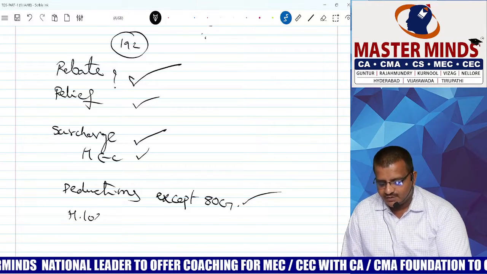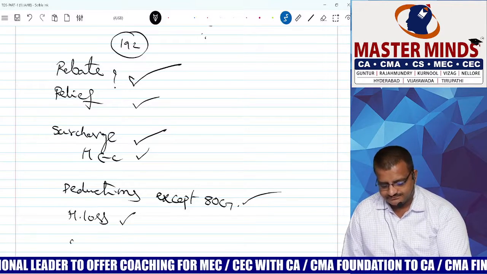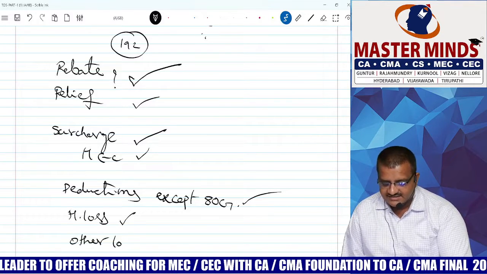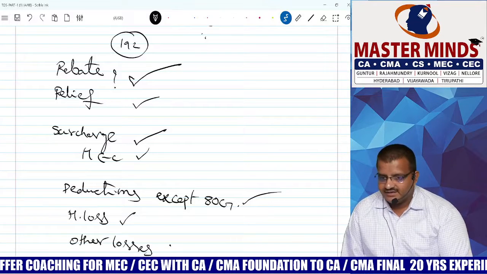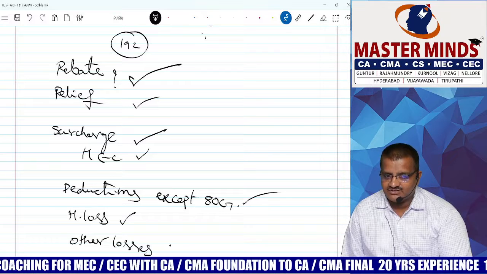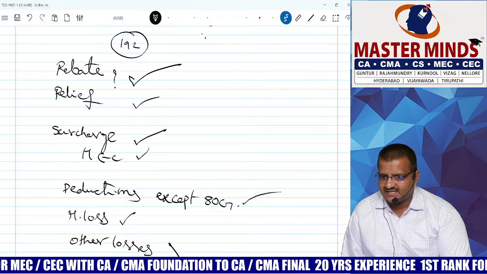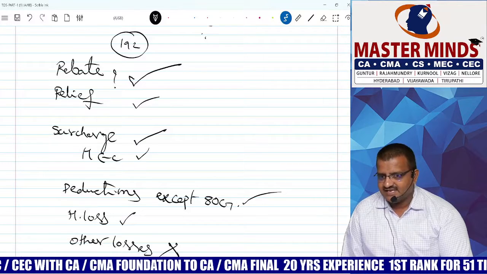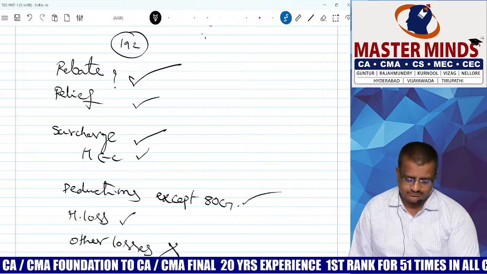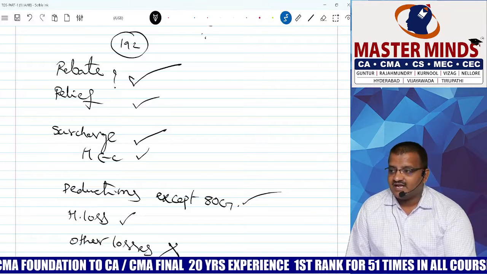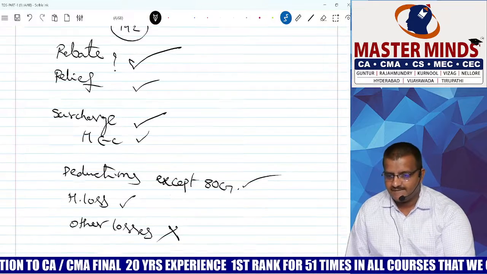The employee has house property loss. Shall I consider? Yes. Other losses, shall I consider? The employee has capital loss also. Shall I consider? No. The employee has business loss. Shall I consider? No. The employee has any other losses, other sources losses. Shall I consider? No. House property loss, shall I consider? Yes. Clear? Next.